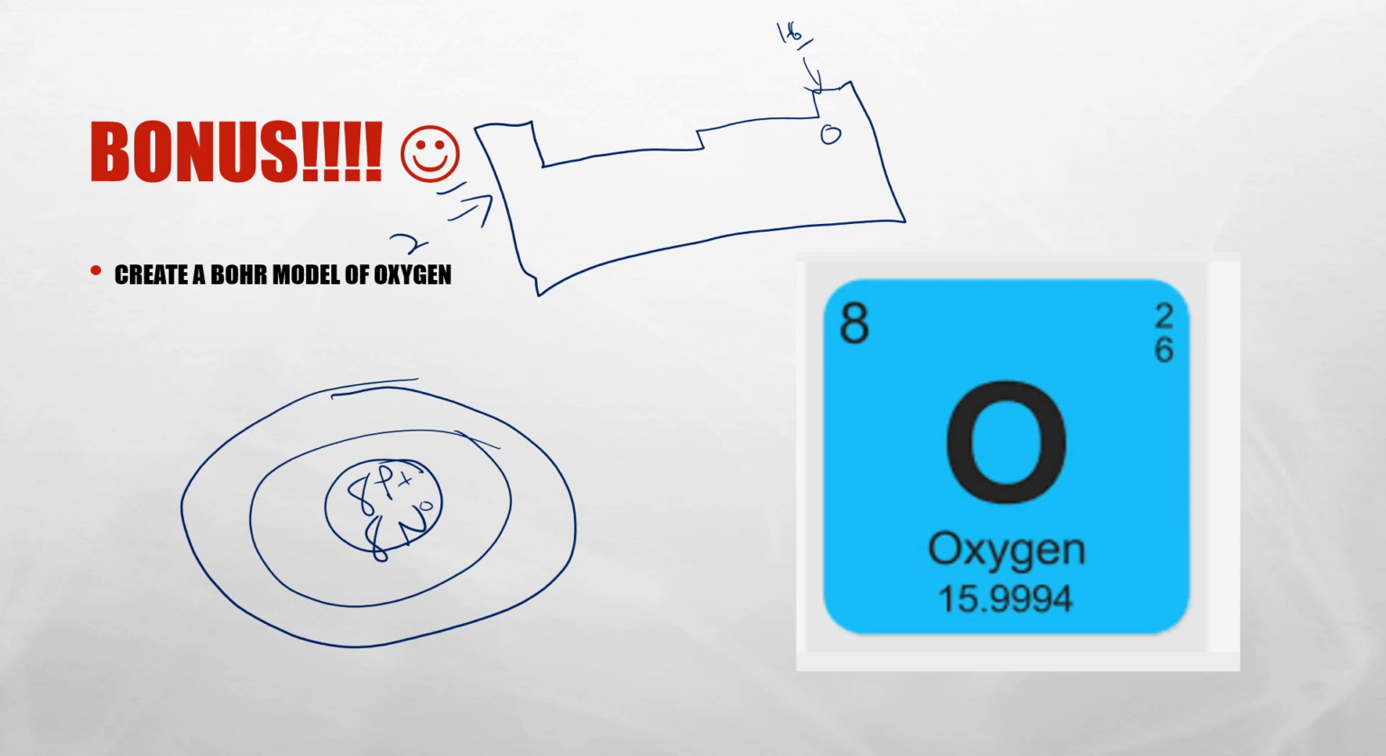So the first circle can only hold 2. First circle can only hold 2. And this outside circle is going to hold 6 because I'm in group 16. We have to spread out our electrons. I do want to remind you that a Bohr model is not an accurate representation of what it actually looks like. It's just a quick way to make it so we understand it.